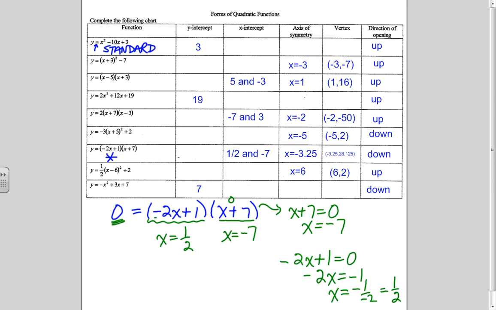So be careful. If you have a number in front of the x in factored form, you're going to have a fraction for the x-intercept. So make sure that line also followed correctly and you had the right answers.